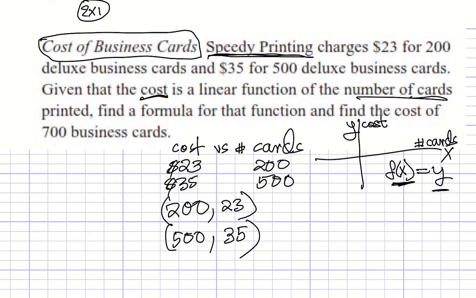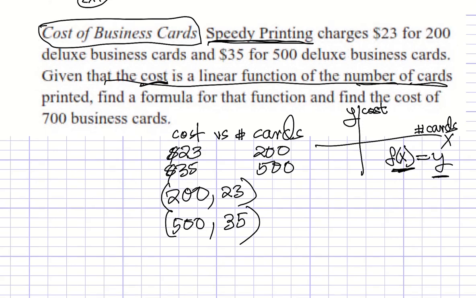Which one is the dependent variable? Which one is the independent variable? Because they say cost is a function of cards. So the cost depends on the number of cards you printed. Generally, when you say that cost is a function of number of cards, make sure you understand that. That means that cost is the dependent variable, okay? It means that the cost is the dependent variable.